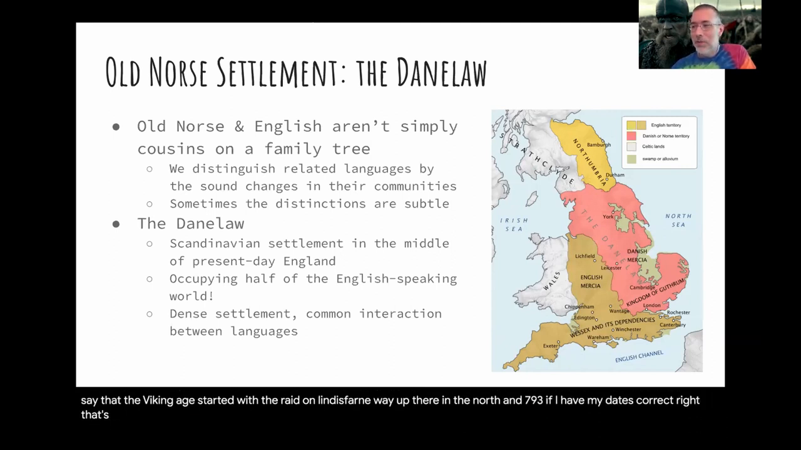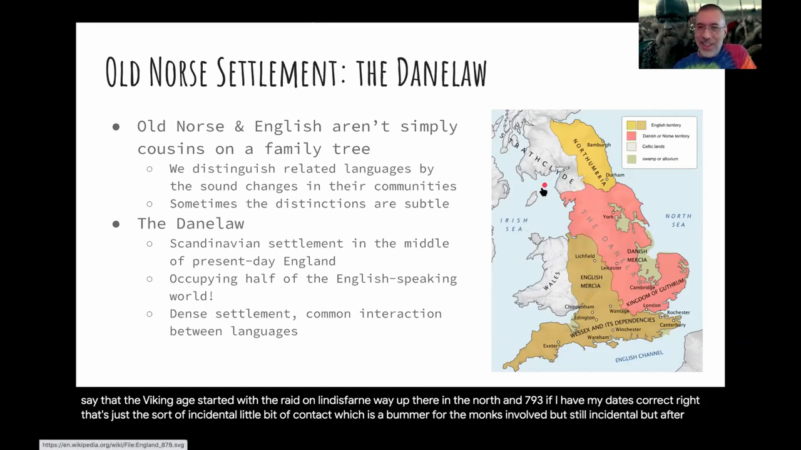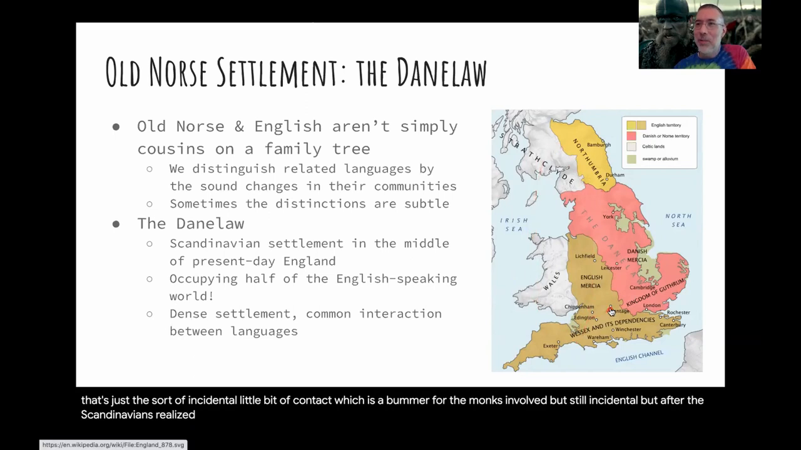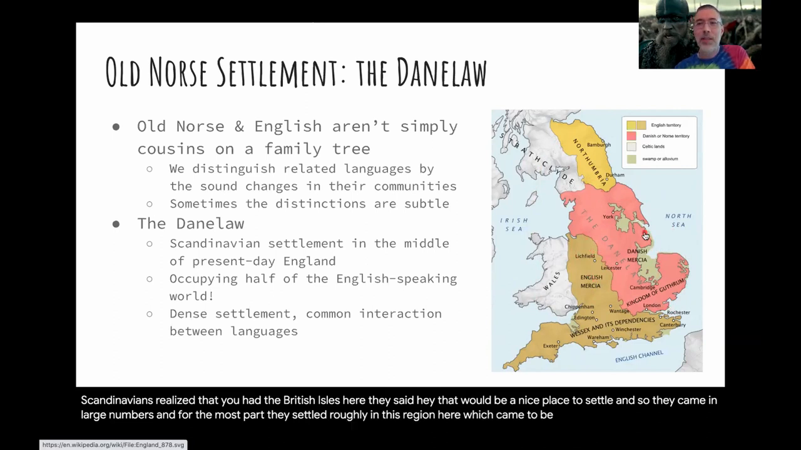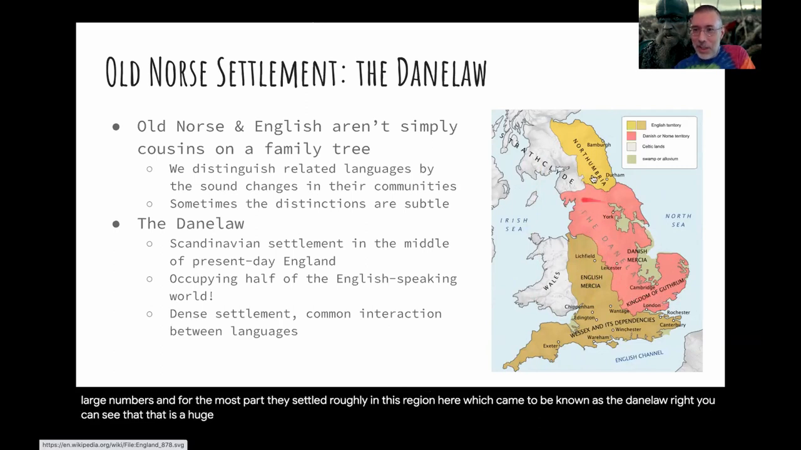That's just a sort of incidental little bit of contact, which was a bummer for the monks involved, but still incidental, right? But after the Scandinavians realized that you had the British Isles here, they said, hey, that would be a nice place to settle. And so they came in large numbers, and for the most part, they settled roughly in this region here, which came to be known as the Danelaw, right? You can see that that is a huge region, right?